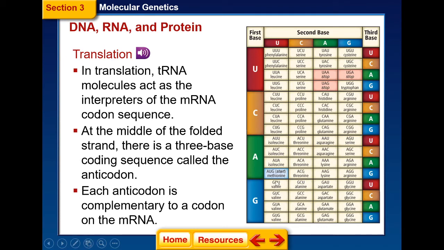So we're essentially translating, that's why it's called translation. We're translating the mRNA sequence, which we got from the DNA, into an amino acid sequence. And once the amino acids are put together, then the protein is synthesized and basically shipped out to wherever it is needed. All right.